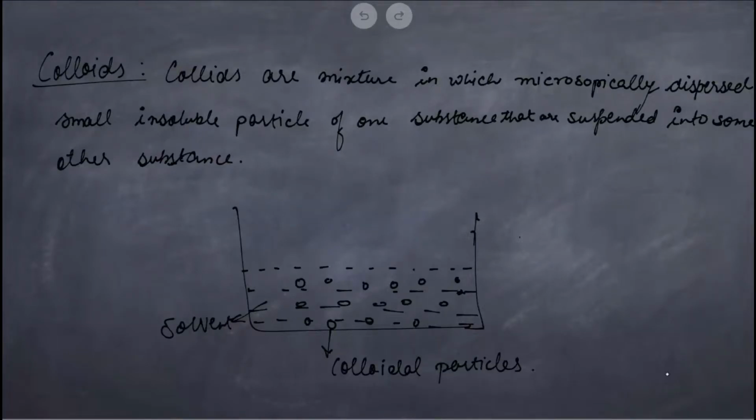In this video we are going to discuss the remaining part of surface chemistry, that is colloids. So what are colloids? Colloids are mixtures in which microscopically dispersed small insoluble particles of one substance are suspended in some other substance. These small particles are suspended in the solvent. These suspended particles are known as colloidal particles.